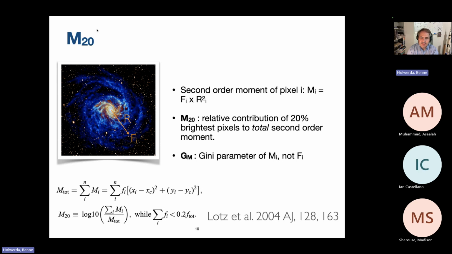second order moment. And then I take that for the 20%, so 20% of all the flux pixels, the brightest ones. So where do the brightest 20% sit? If they're all sitting in the center, you get a lower M20, but if they're a little spread out, so if you have bright star forming regions, you get a higher M20. So that's the second thing that Jennifer Lotz, who is now the director of Space Telescope Science Institute, proposed to do in 2004 as well.